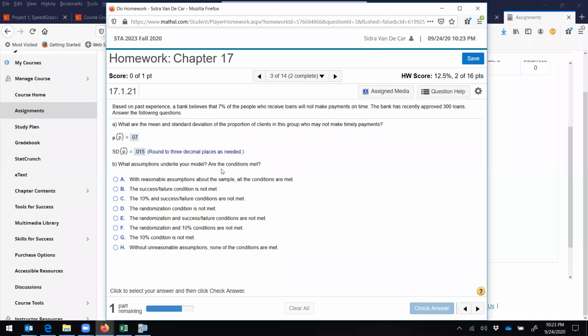What assumptions underlie our model? All right, so the randomization idea, well, this probably is not going to be random, but we would assume that these loans are typical of the loans that the bank receives, and that would satisfy our randomization condition, right?